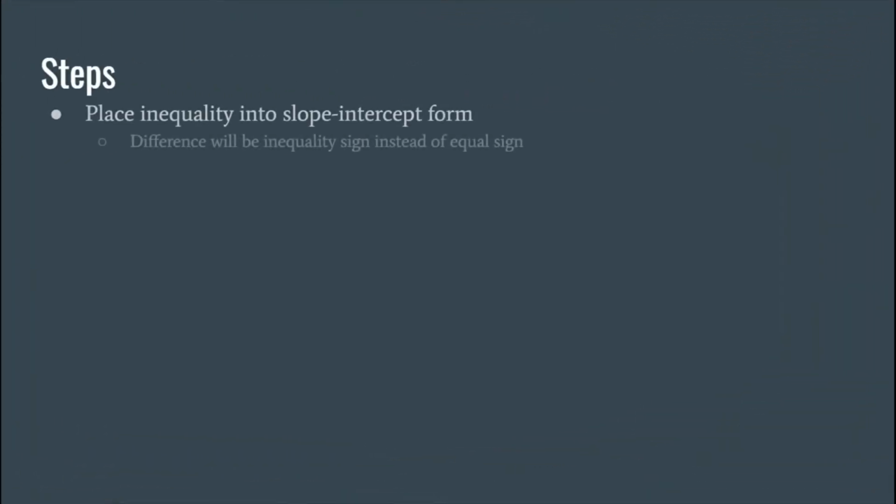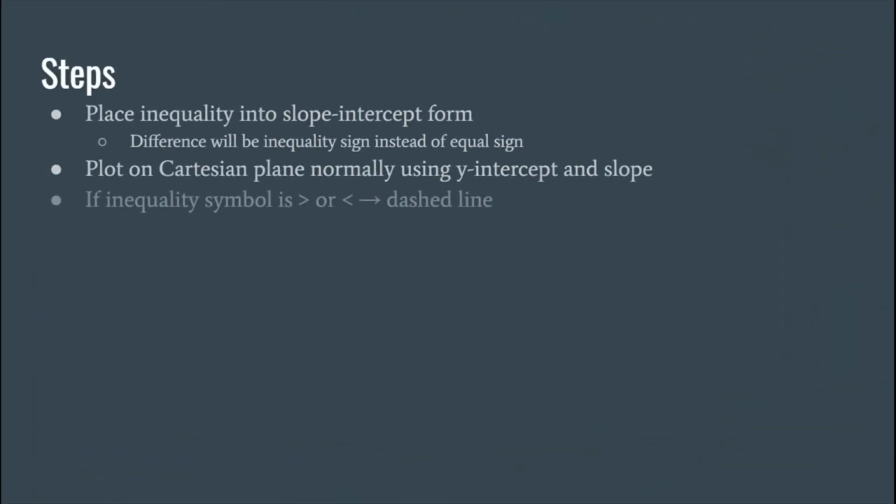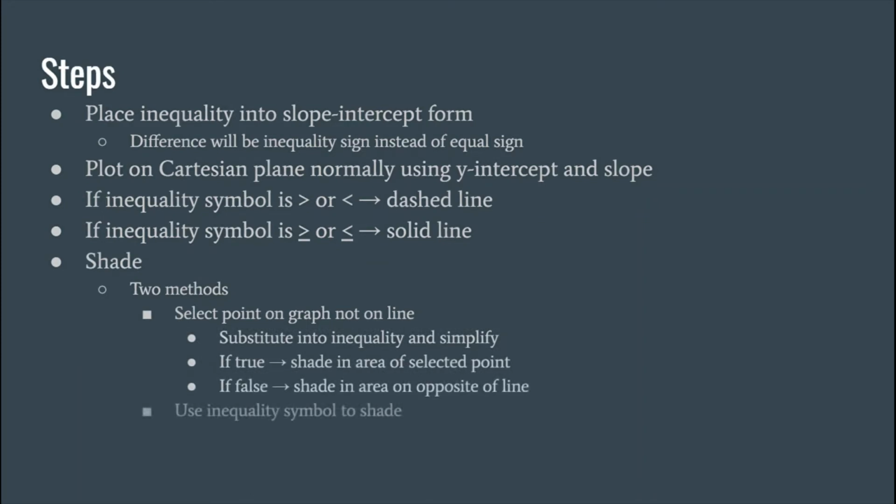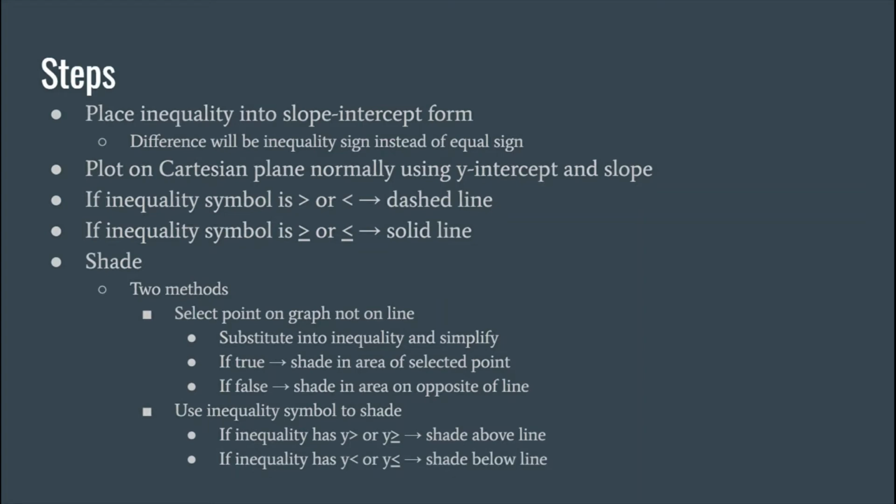So, what we're going to do first is place the inequality into a version of the slope-intercept form. And I say version because the slope-intercept form normally is for equations, and in this case we're dealing with inequalities. So it's going to look kind of like that form, except instead of an equal sign we're going to have either a less than or equal to, or greater than or equal to symbol.